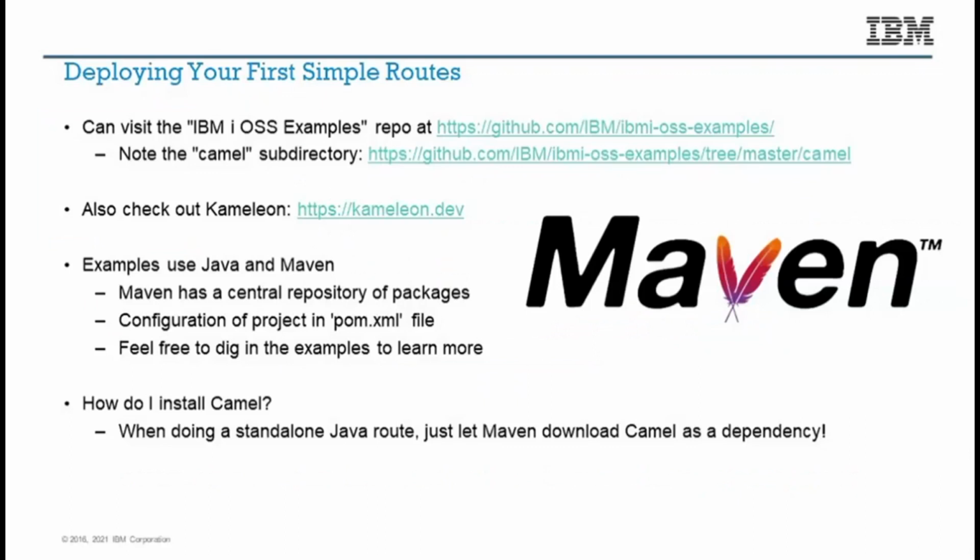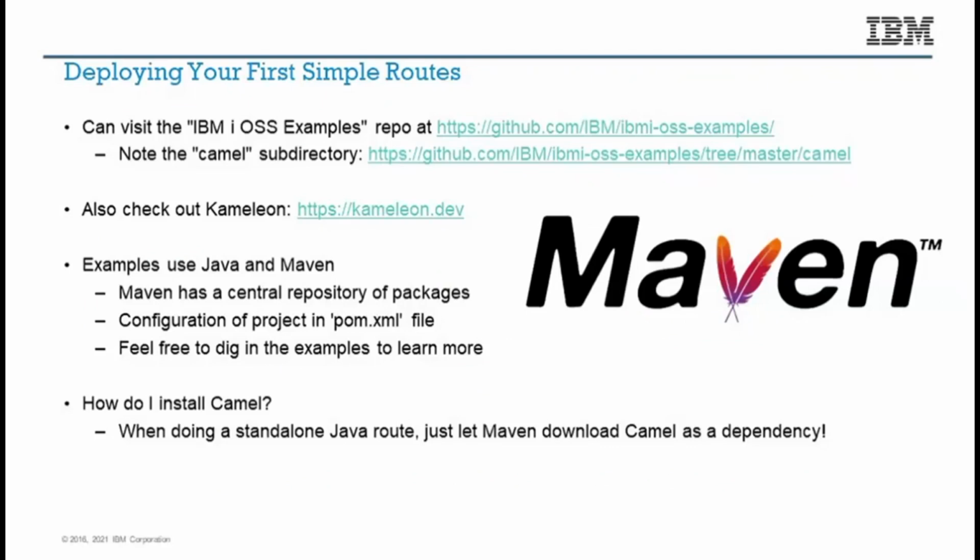So if you want to deploy your first simple routes with Camel, there is a repository out on GitHub called IBM OSS Examples. It has some really great examples of doing this as well as other things. There's also this Chameleon tool, which I really like. You tell it what components you want to build a solution for, and it kind of builds you this Maven boilerplate that automatically has all the dependencies you need, right?